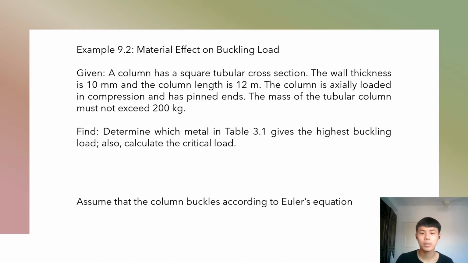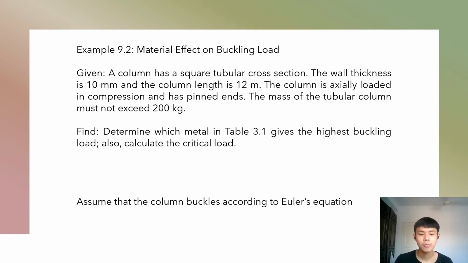A column has a square tubular cross section. The wall thickness is 10 mm and the column length is 12 m. The column is loaded in compression and has pinned ends. The mass of the tubular column must not exceed 200 kg. What we need to do is determine which method in table 3.1 gives the highest buckling load, and calculate the critical load.